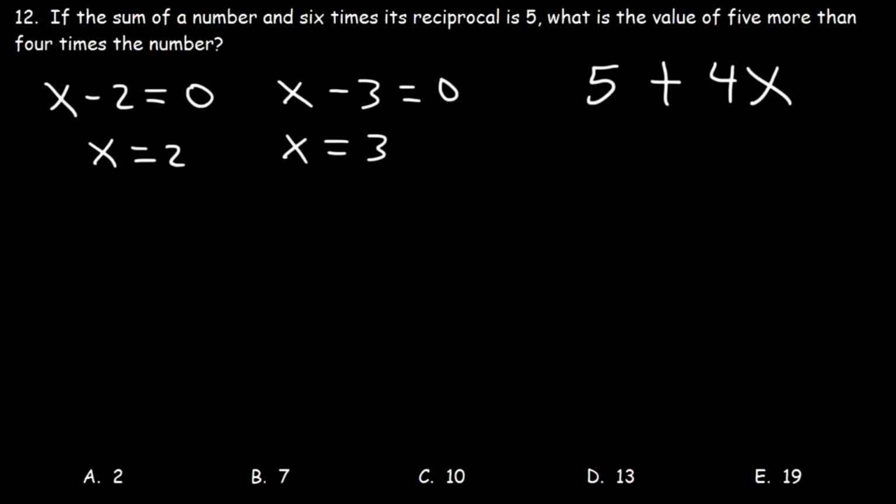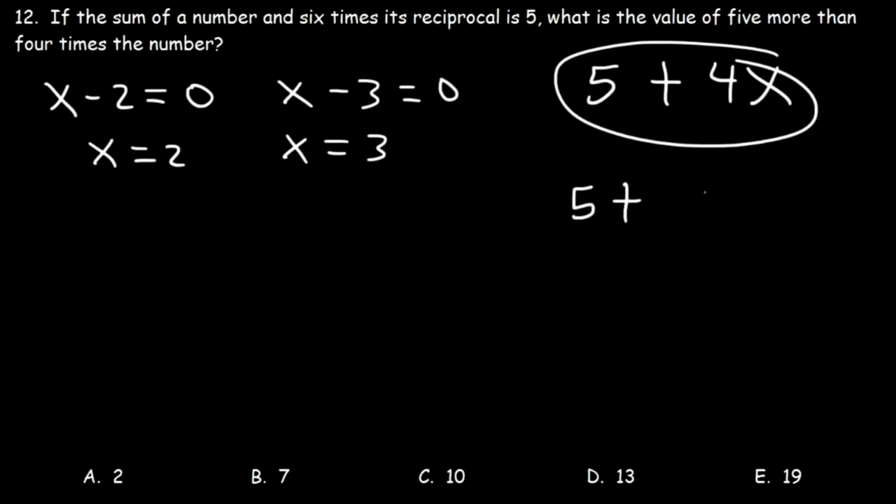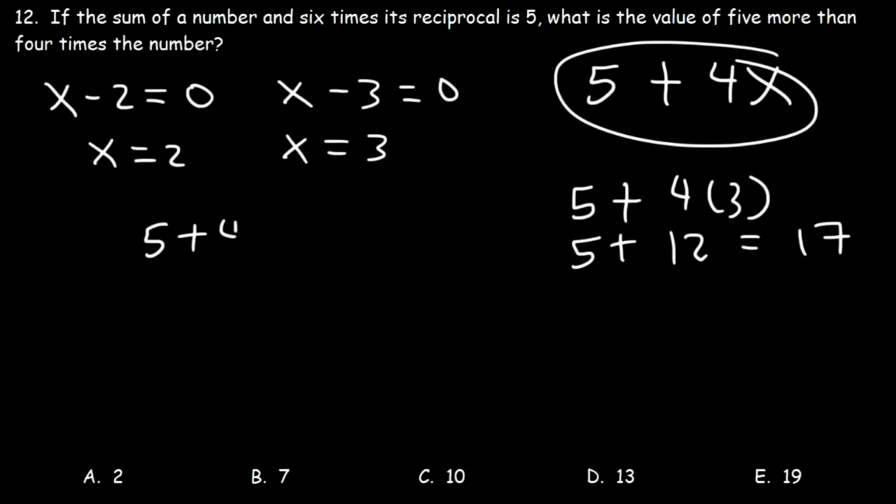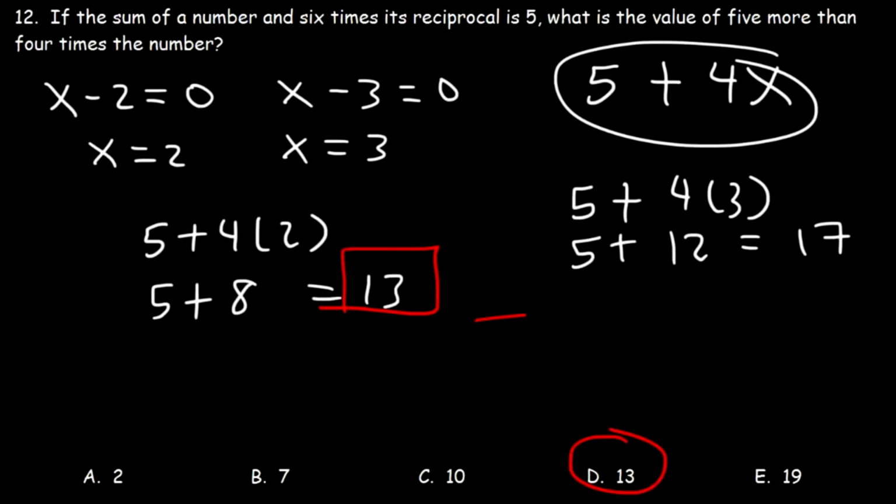So first, let's find the value of this expression if x is 3. So it's going to be 5 plus 4 times 3, and 4 times 3 is 12. 5 plus 12 is 17. But none of the answers are listed as 17. So let's try the other one. Let's replace x with 2. 4 times 2 is 8, and 5 plus 8 is 13. Now this answer matches answer choice D. So D is the right answer.